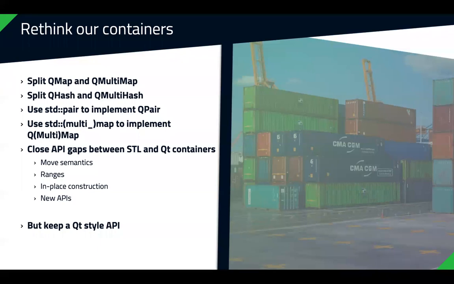At the same time, we're also looking into closing the API gaps between the STL and the Qt containers. The STL containers have, with C++ 14, 17, also 11, gained some new functionality: move semantics, ranges, in-place constructions, and a few other things. And we want to make sure that we can support all of that with Qt as well. A lot of it has been there in Qt 5.15 already, but it wasn't 100% through, and we want to make sure that with Qt 6 we have all of those things in place. But we want to keep a Qt style API where we believe it is easy to use and consistent.